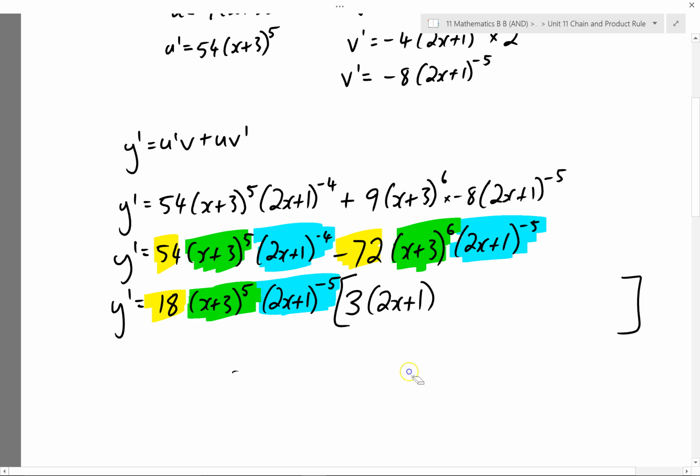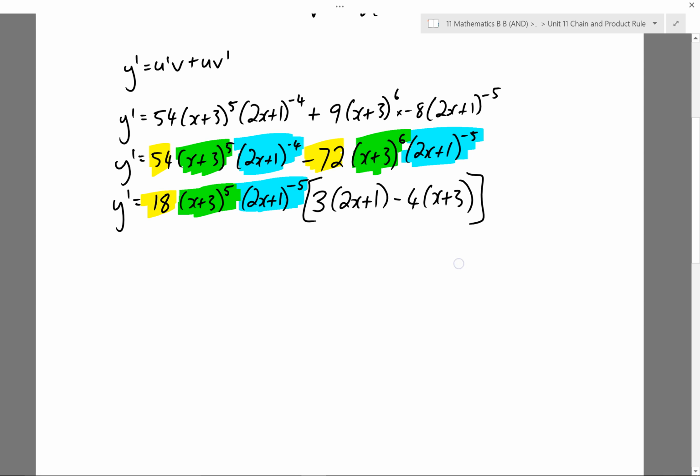So that's the first term done, and then look at the second term, 18 times something to get me 72. If you can't figure out what these are, just do 72 divided by 18, and it'll tell you what the number is. So I need a 4, but note that it's a negative, so negative 4. Look at my powers of (x+3). I need 1 more to get from 5 to 6. And finally, my (2x+1) power is already correct. So I could bring that bracket back in a little bit. That's the hardest part, that factorization.